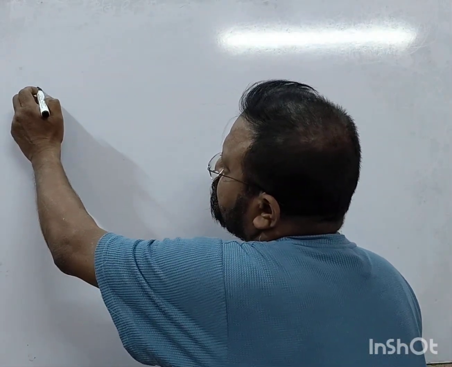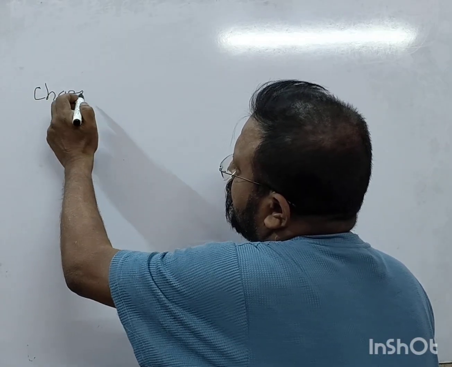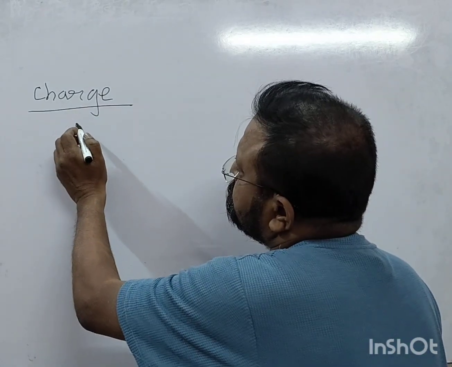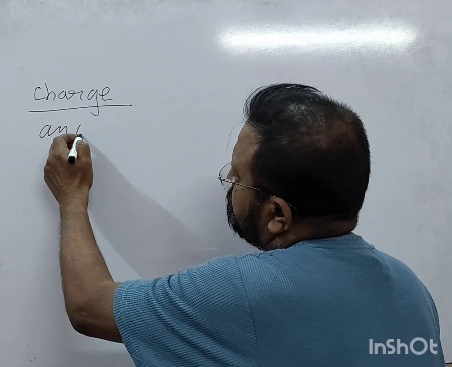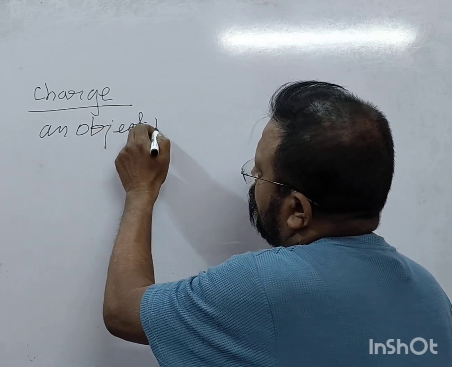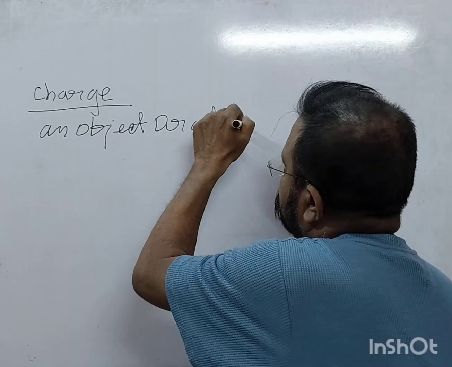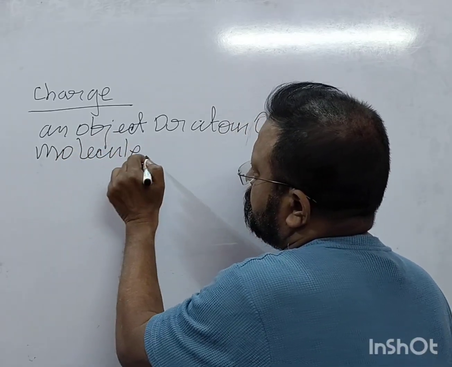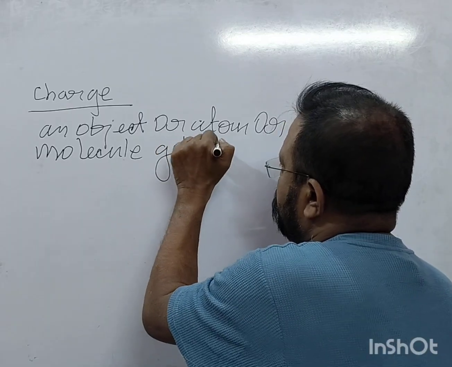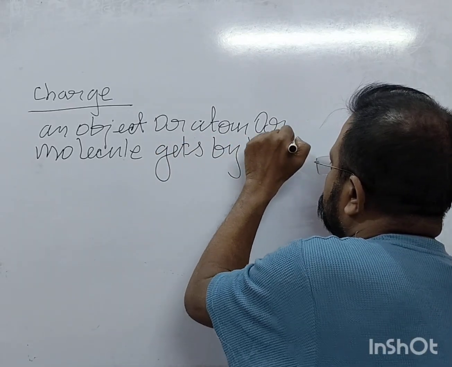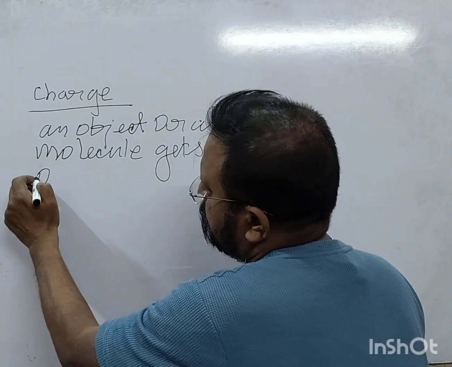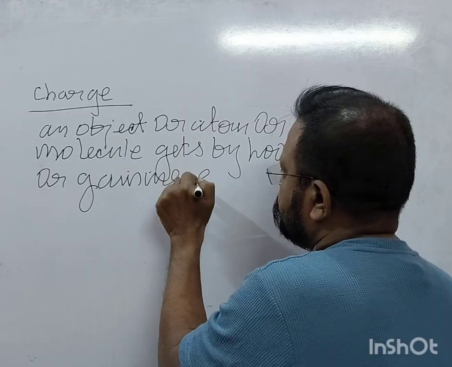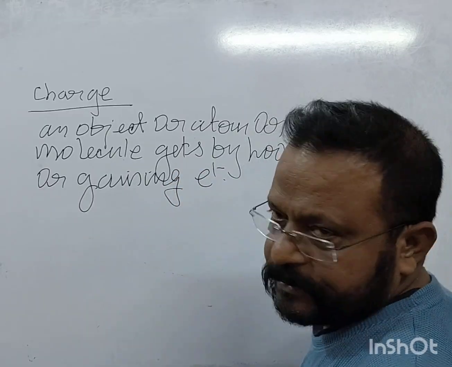Charge. An object or atom or molecule gets charge by losing or gaining electrons, right?